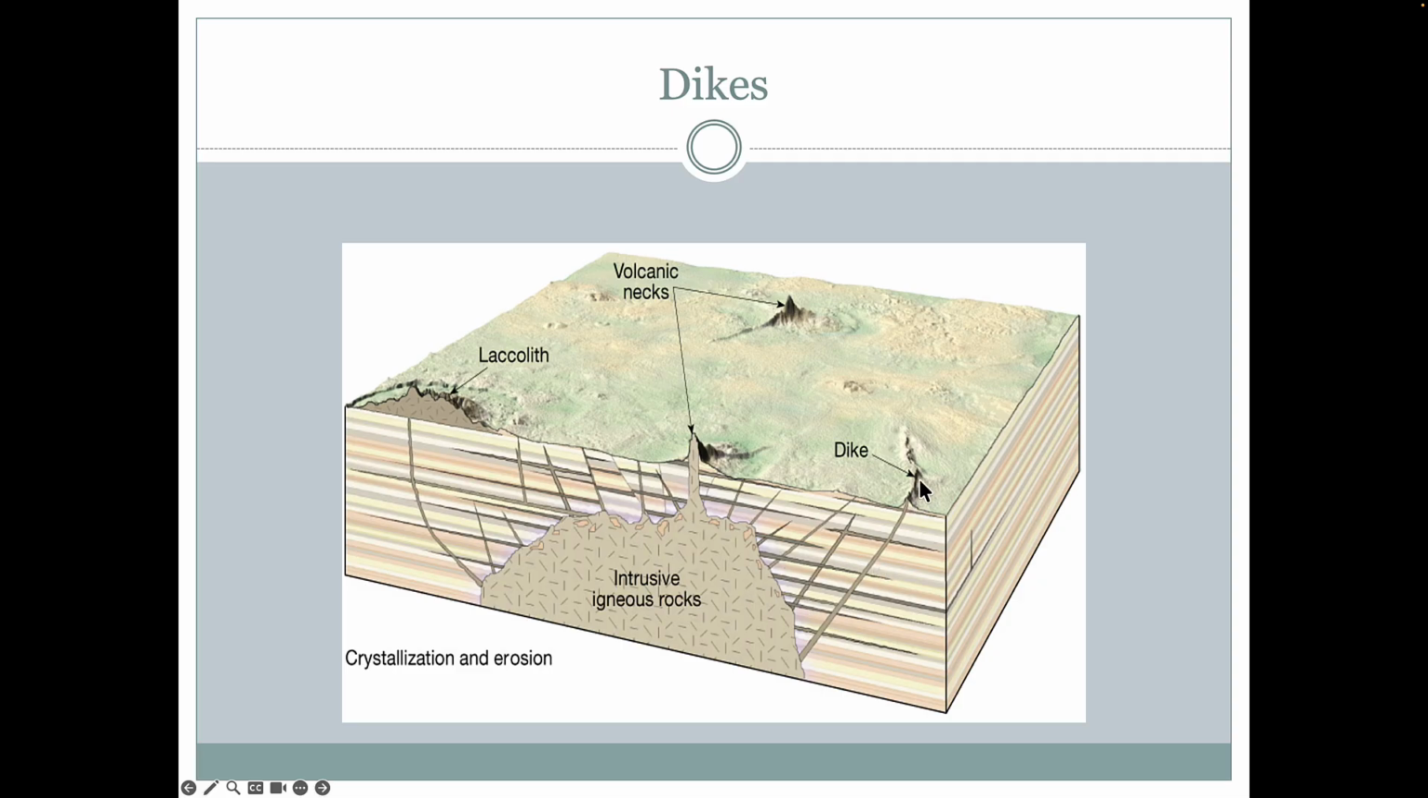Some of them reach the surface, and they tend to leave these long linear high areas that are not very wide like a mountain. They're just narrow, but they're continuous over certain distances. And the sills, we would almost have to have something like a cliffside in order to see those, because they just kind of run along the layers of sedimentary rocks in this case here. But let's start with the dikes.